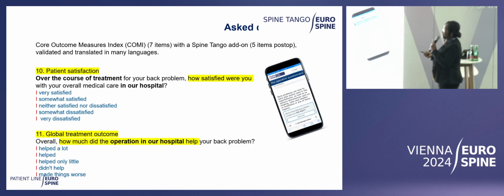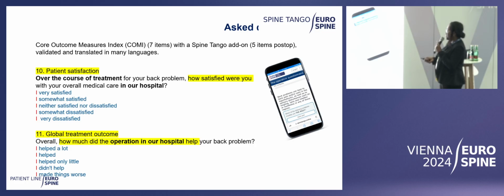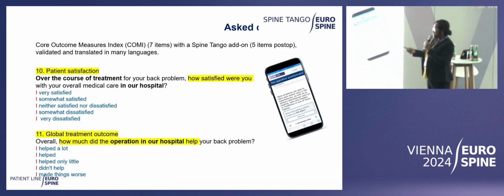So as you can see, we have the patient satisfaction, where we ask how satisfied were you with your care in the specific hospital where you've gone. And these are the options that you have. They range from very satisfied to very dissatisfied. And then we also do the global treatment outcome, where they ask how the operation and the hospital helped them with their problem, and they can define that.